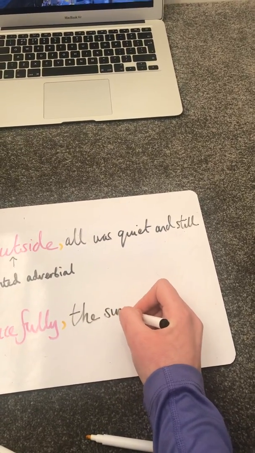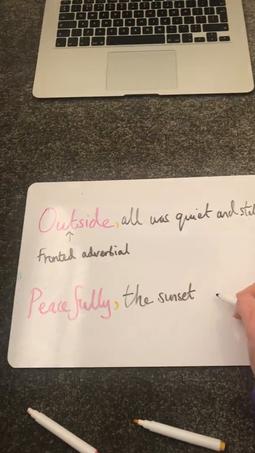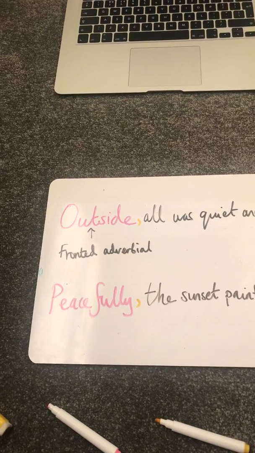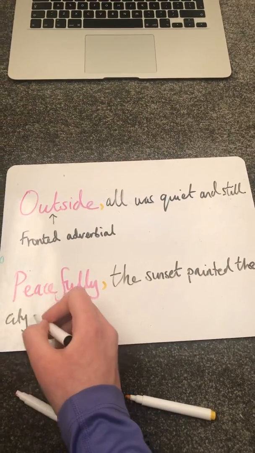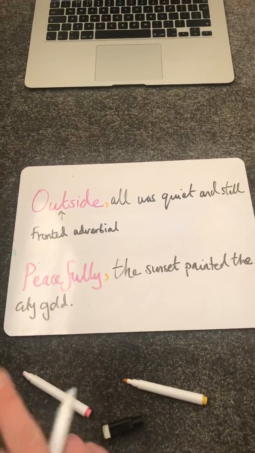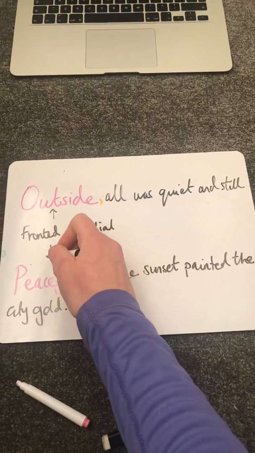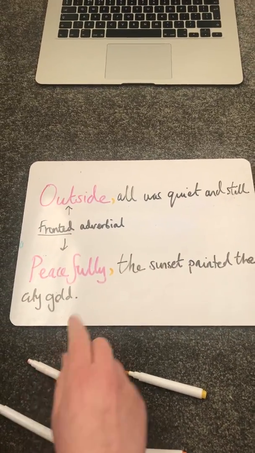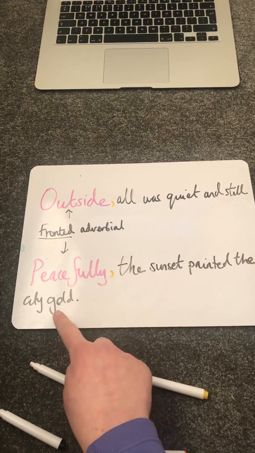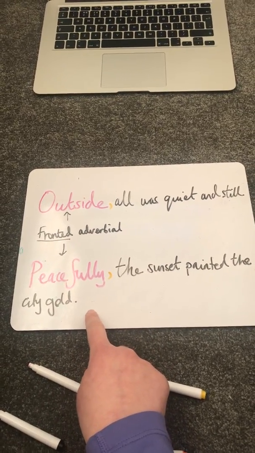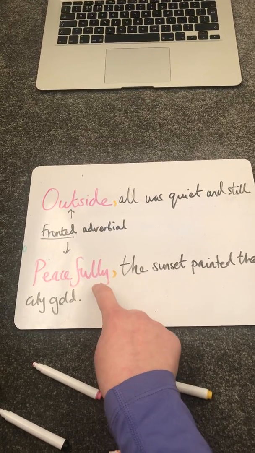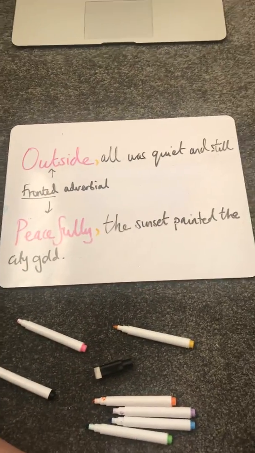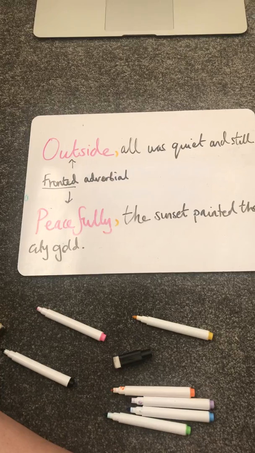The sunset painted the city gold. So again, my adverb is at the front. So it's called a fronted adverbial, goes at the beginning. But I could use it anywhere. I could say the sunset painted the city gold peacefully and pop it at the end. Or I could say the sunset peacefully painted the city gold. So they can go anywhere in the sentence if it makes sense when you read it back to yourself.